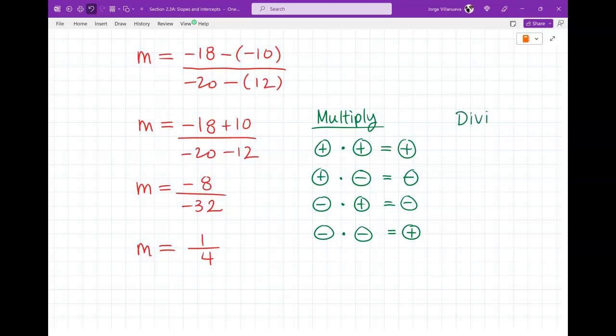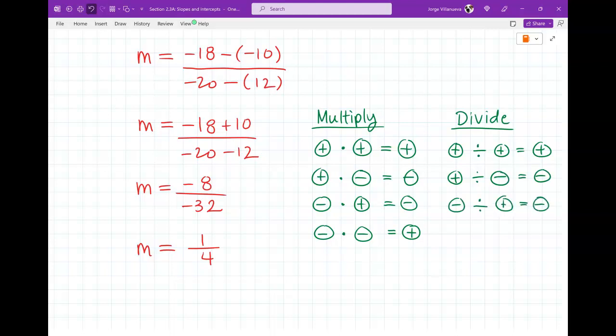So dividing, we have a positive divided by a positive is a positive. A positive divided by a negative is a negative. A negative divided by a positive is a negative. And a negative divided by a negative is a positive. So same rules. Notice identical. The only difference is the sign change, right? Times and division. So yeah, they work the same. So this one would be going uphill.